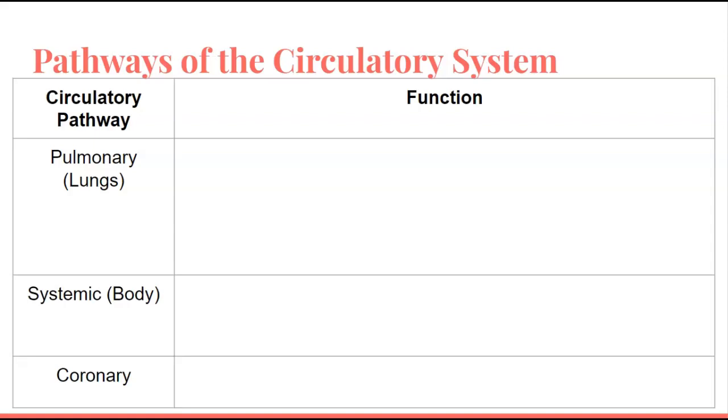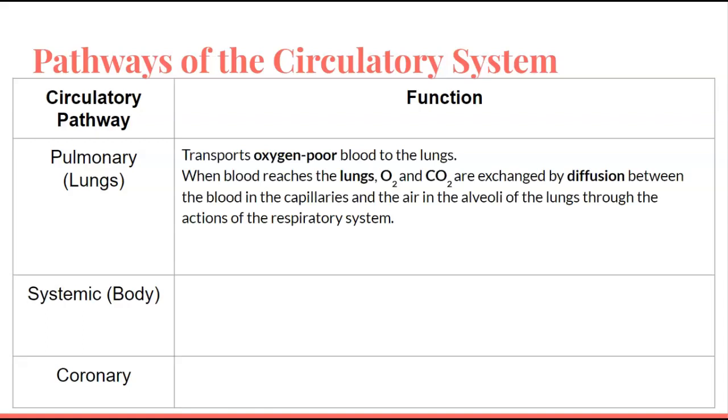So the very first step we're going to look at is what way does blood pass through from our heart to our lungs. We call this the pulmonary system. What it does is it takes oxygen poor blood, so really blood that has very little oxygen in it, and it transfers it to the lungs. And when the blood reaches the lungs, oxygen and carbon dioxide are exchanged by diffusion between the capillaries, which are just really tiny vessels we're going to talk about.